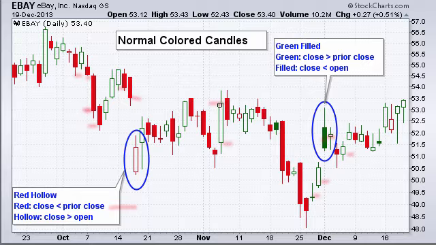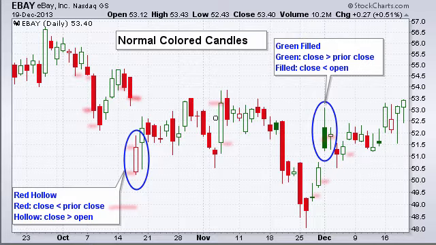One is a hollow red, and you can see here that means you had an open down here below 50.5, but then a close above 51. So you moved up after the open and you closed above the open. So that's why that's hollow. But you can see the close was well below the close of the prior period. So that's why it's red.